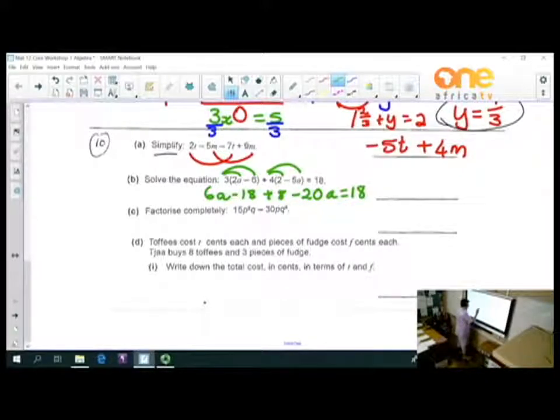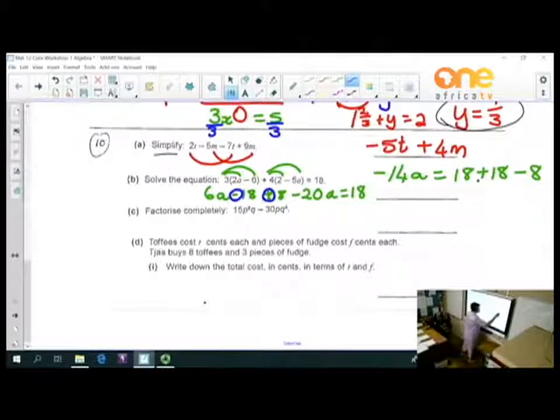So positive 6a minus 20a will be negative 14a is equal to, okay, so now I'm going to take the numbers over. If you take this one over, it becomes plus 18. If we take the 8 over, it becomes minus 8. When you take it over, you change the signs. So these two signs have changed here. I change my sign. And then if you add now 18 plus 18 minus 8, then we have 28.